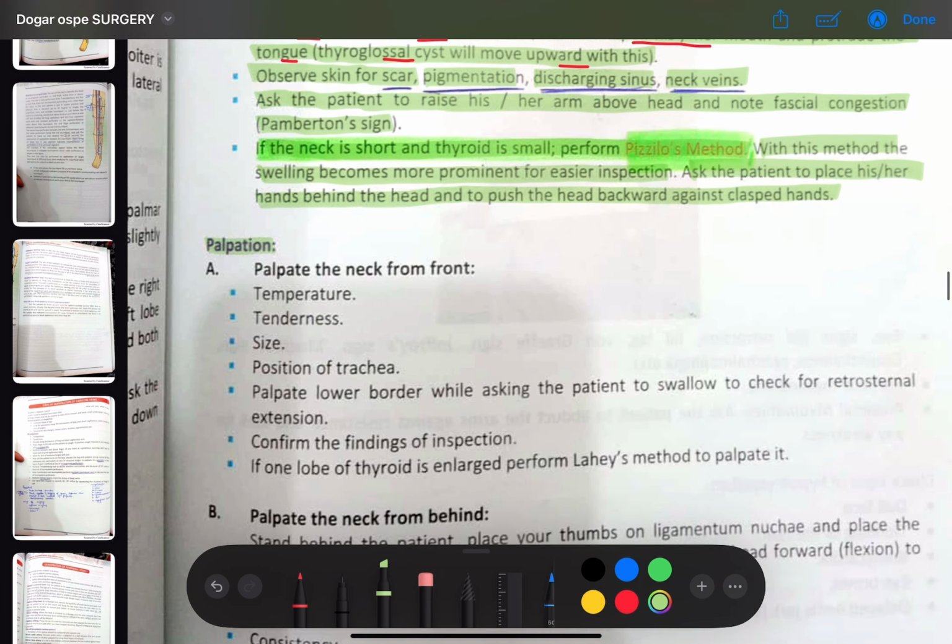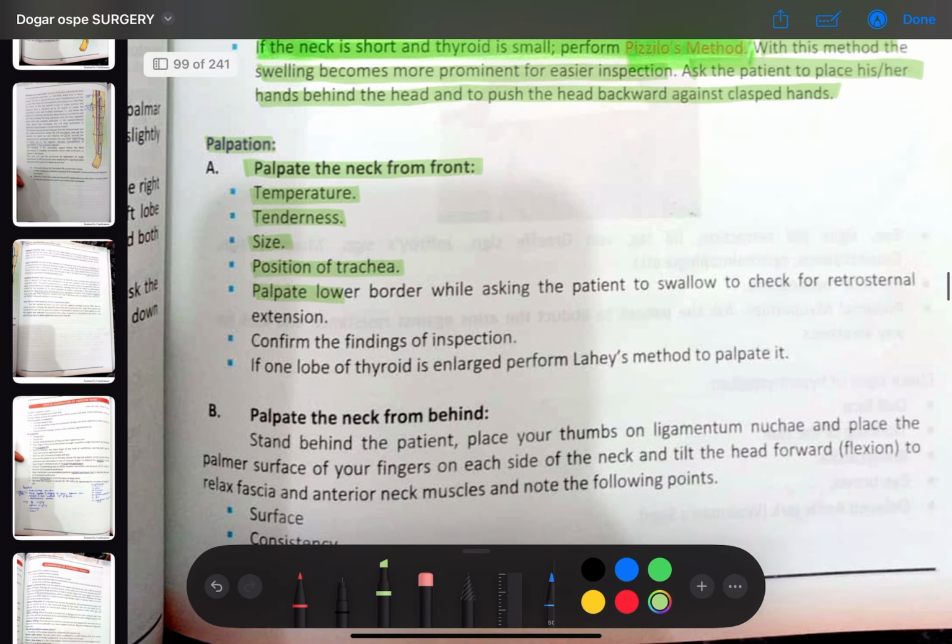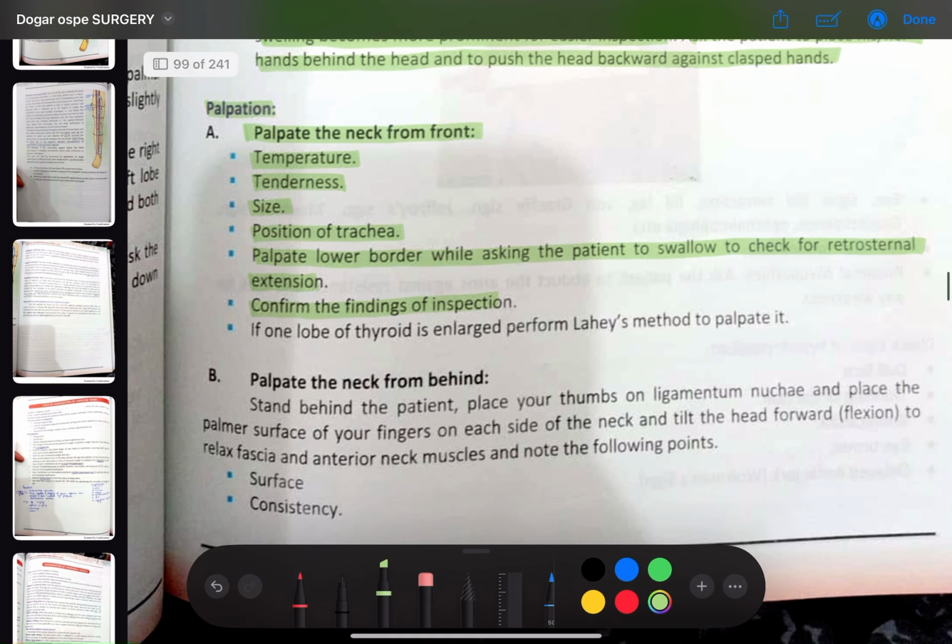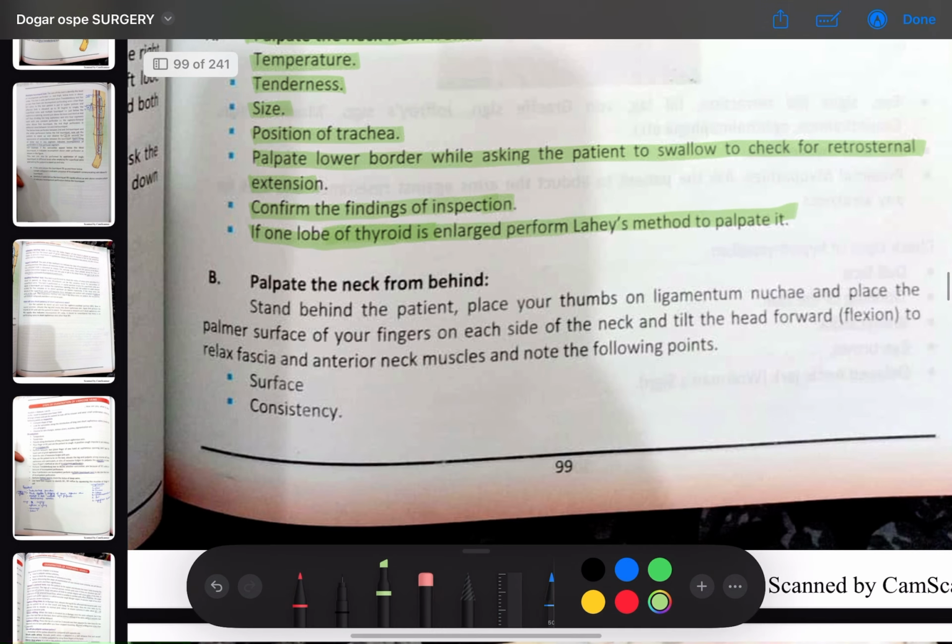Now on palpation, palpate the neck from the front, then temperature, tenderness, size, position of the trachea. Palpate the lower border while asking the patient to swallow to check for retrosternal extension. Then confirm the findings of inspection. If one lobe of thyroid is enlarged, perform Lahey's method to palpate it.